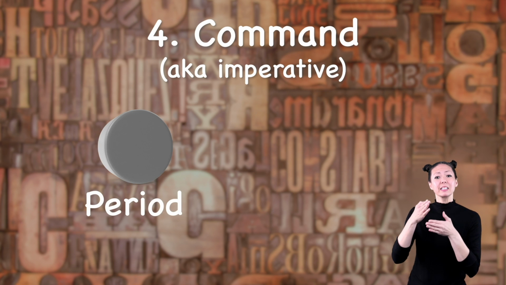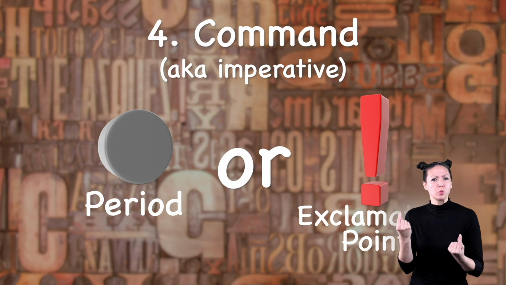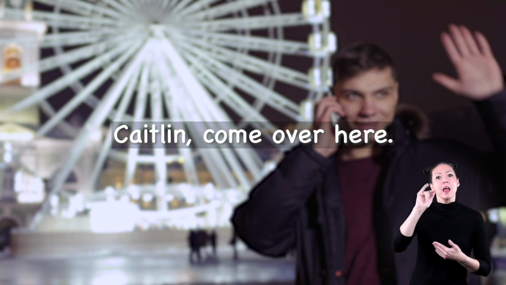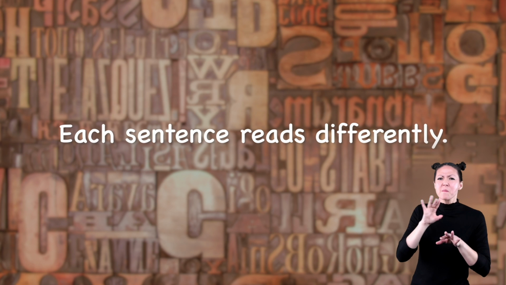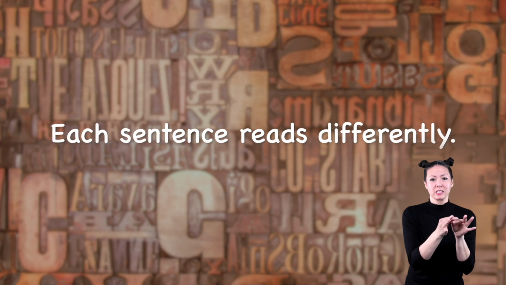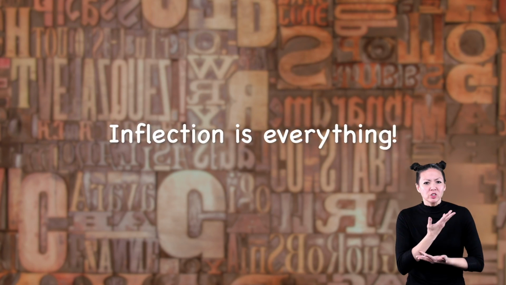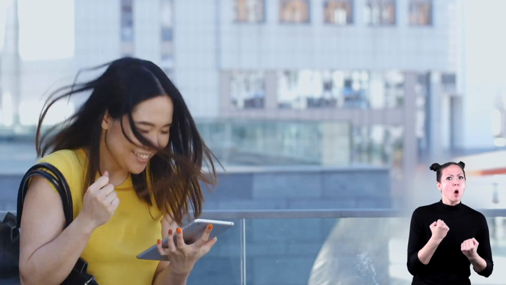Finally, there are command or imperative sentences. These can end with a period or an exclamation mark and are intended to tell someone what to do or to give someone a command. Examples include, go home. Please hand me that pencil. Caitlin, come over here. You must park your bicycle here. It's important to remember that each of these types of sentences reads differently. The inflection, or how you use your voice when talking, can be strikingly different depending on whether you're stating something, asking a question, expressing a strong emotion, or asking somebody to do something.